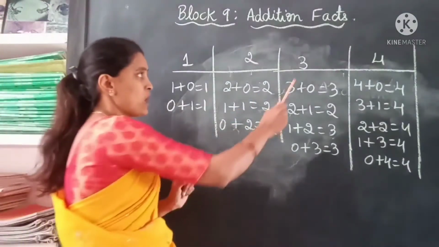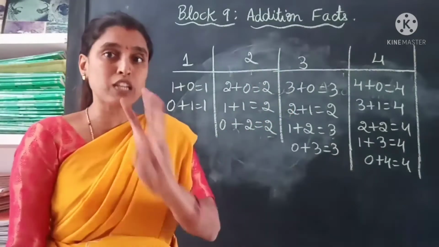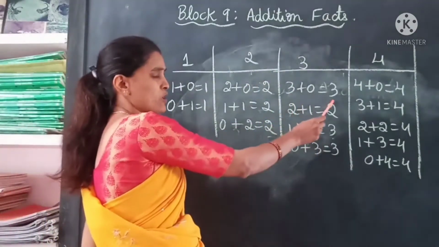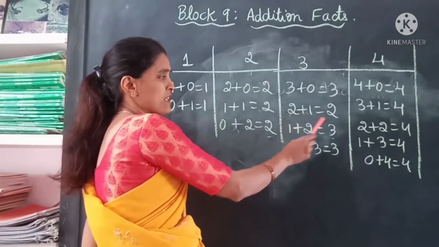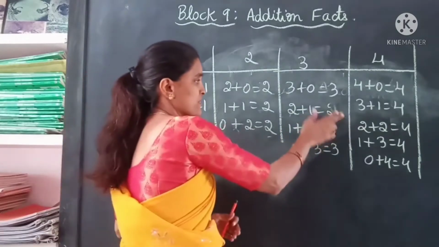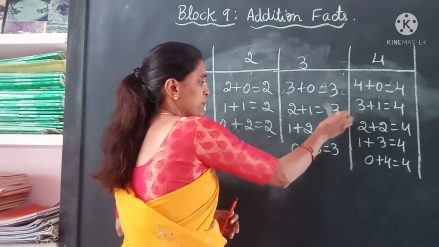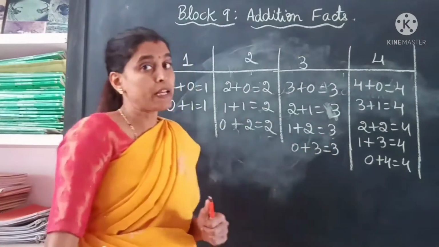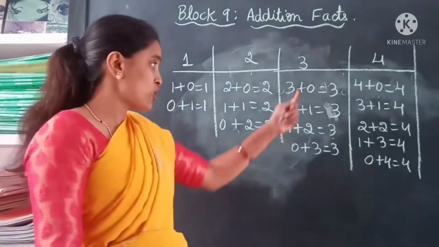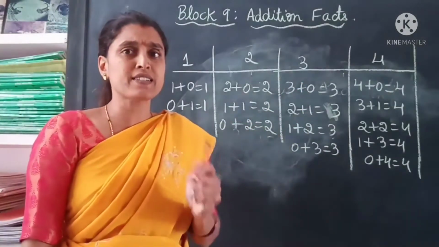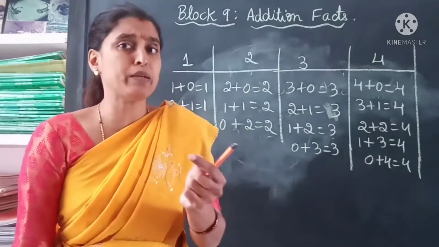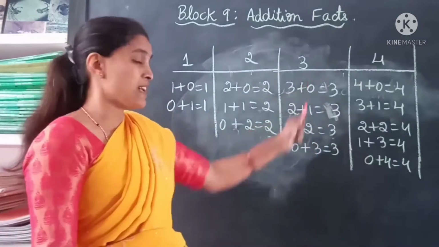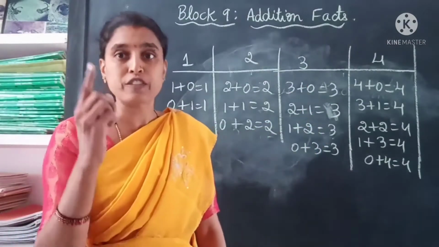Remember it. Now let us learn the addition facts of 3. 3 plus 0 equals 3. 2 plus 1 equals 3. 1 plus 2 equals 3. 0 plus 3 also equals 3. Here also all the addition sentences are adding up to the same number, that is 3. So these are nothing but the addition facts of 3.